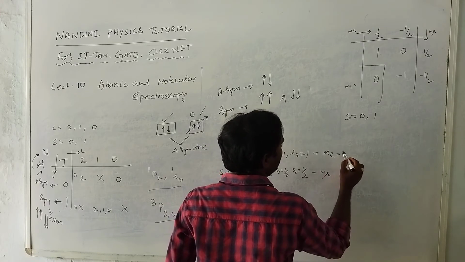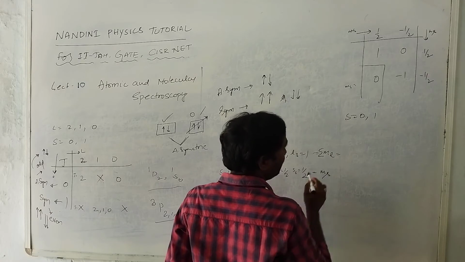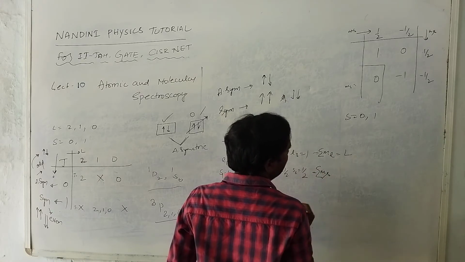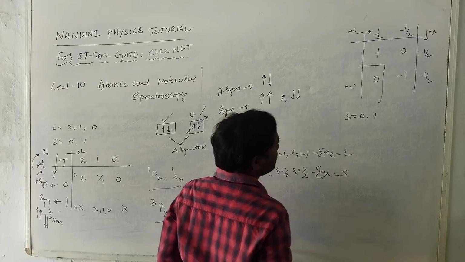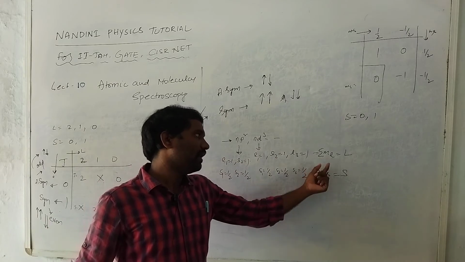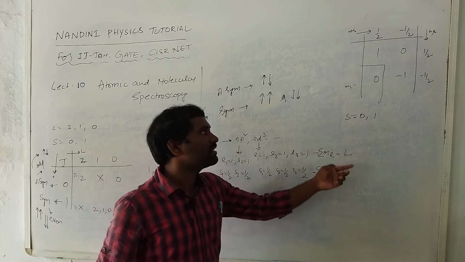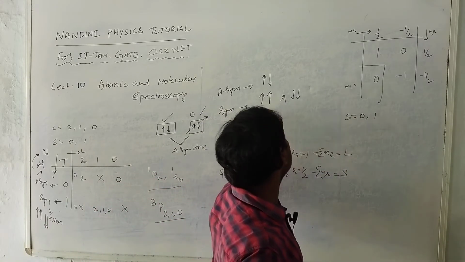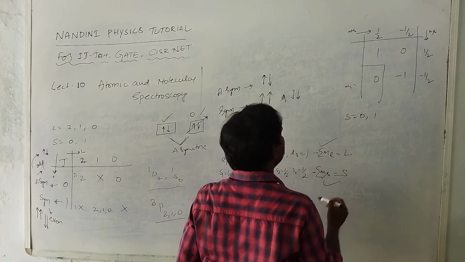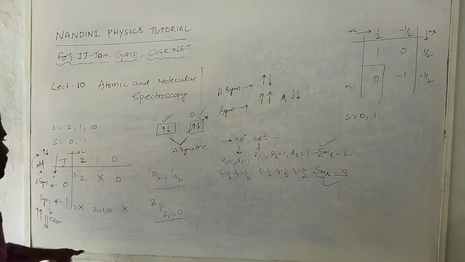Using these values, the sum of the ML values gives capital L and the sum of the MS values gives capital S. So first of all I want to find out the total ML values and total MS values. The possible MS values I will write here, the possible ML values I write here. So I consider the L value and S value, and after that I find out the J spectral terms.